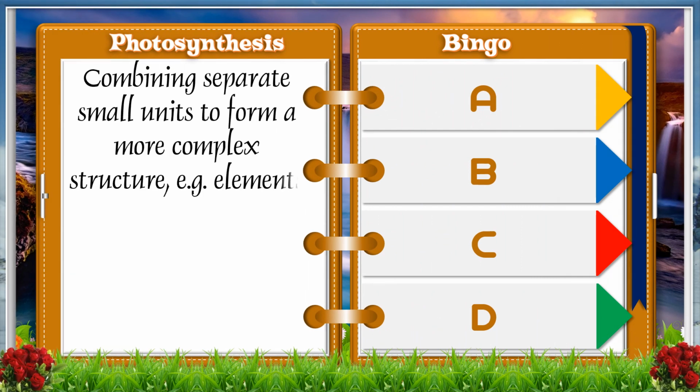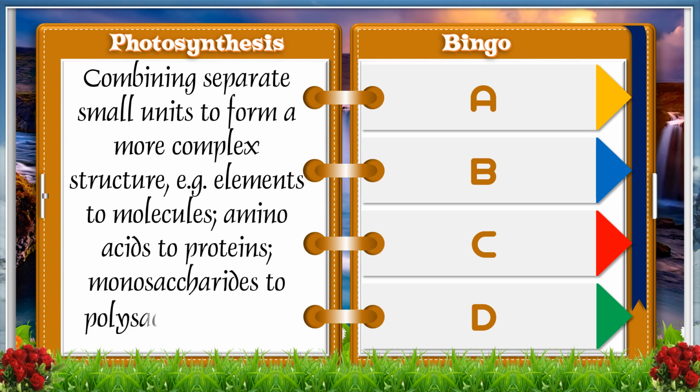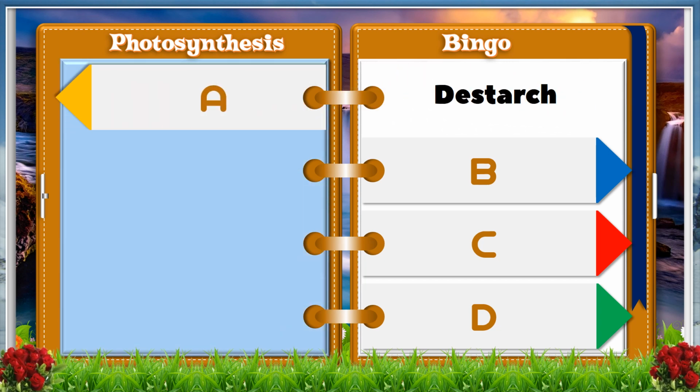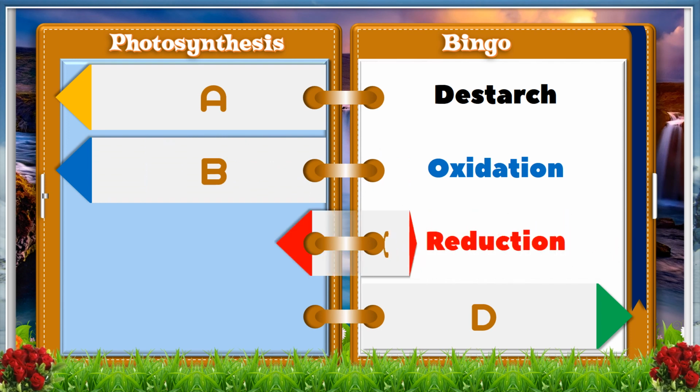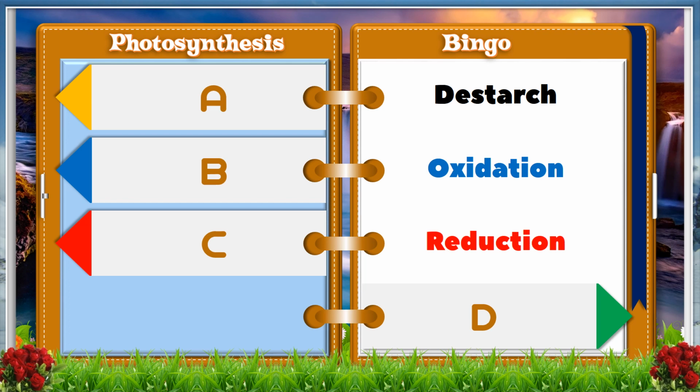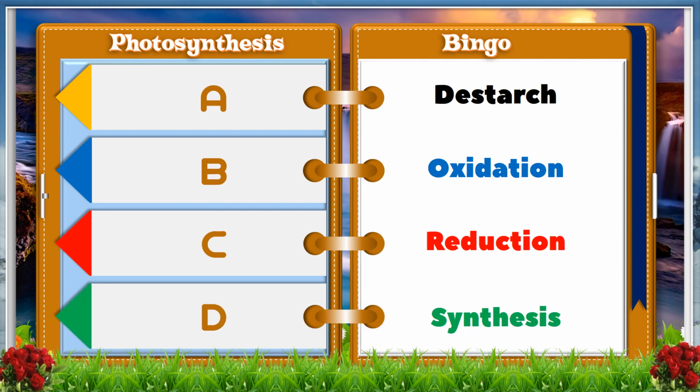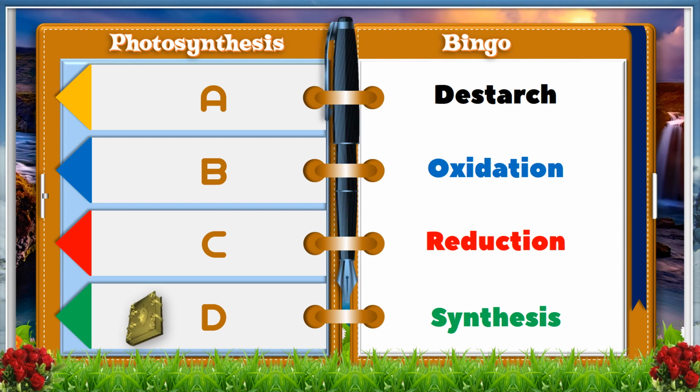Combining separate small units to form a more complex structure, e.g., elements to molecules, amino acids to proteins, monosaccharides to polysaccharide, etc. A. Distarch. B. Oxidation. C. Reduction. D. Synthesis. And the answer is D. Synthesis.